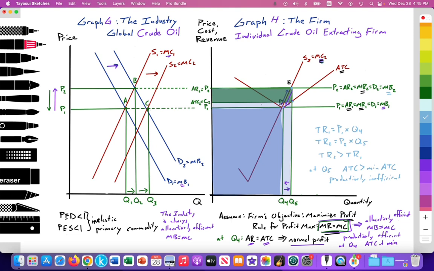That becomes a perfectly elastic price that the individual firms must accept. And at that lower price, firms must reduce their quantity supplied along their supply curve from point E to point D. And so they're going to produce where MR equals MC at Q4. And at Q4, we see that the firm is generating normal profit, average revenue equals average total cost, and they're also being productively efficient because they're producing at minimum ATC. Okay, so that's an analysis with some hints and evaluation in terms of allocative and productive efficiency.